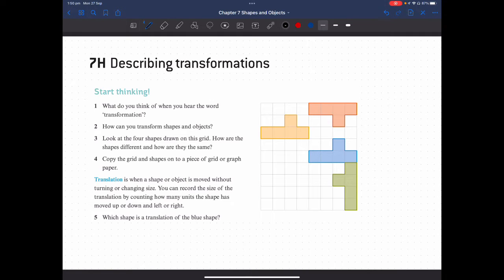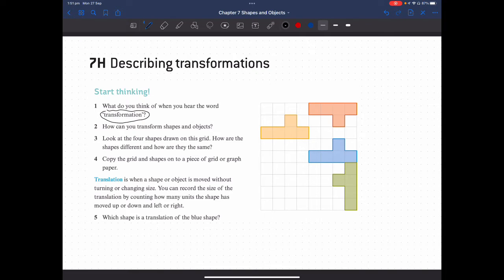In this video, we're going to consider describing transformations. We're asked, what do you think when you hear the word transformation? A transformation, trans means change, so it's change of form. We're asked to look at the four shapes drawn on the grid. How are the shapes different and how are they the same?